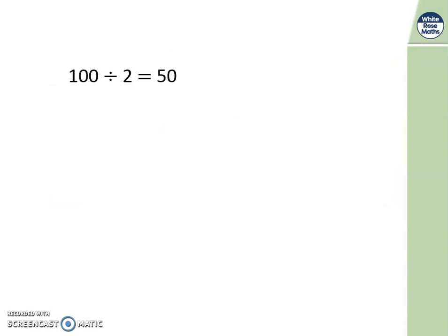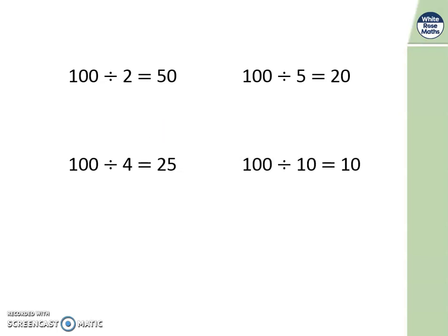So 100 divided by 2 is 50. 100 divided by 4 is 25. 100 divided by 5 is 20. And 100 divided by 10 is 10. Record these facts down. You're going to need to use them in the next section.